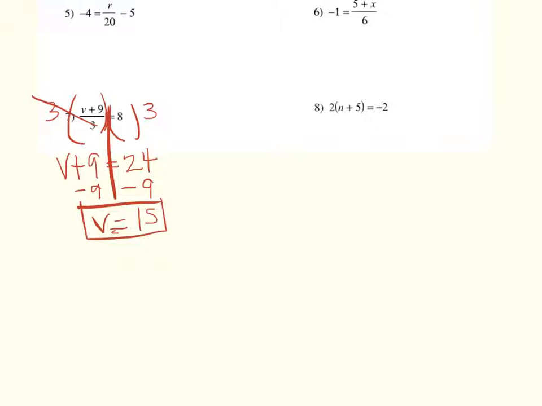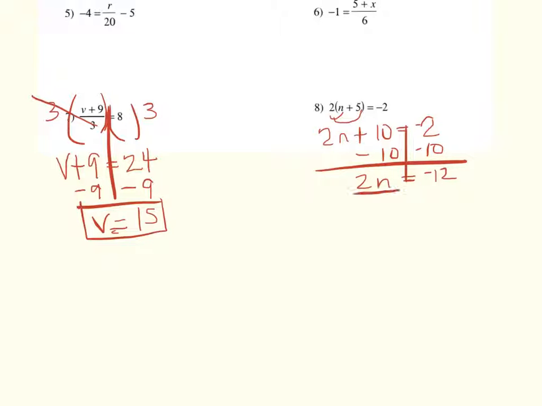And number 8. There's a few ways to approach this. The first thing you may want to think about is doing distribution, and that's fine. That will give you 2n plus 10 equals negative 2. I will subtract 10 from both sides. That will give me 2n equals negative 12. And I will divide both sides by 2, giving me n equals negative 6.